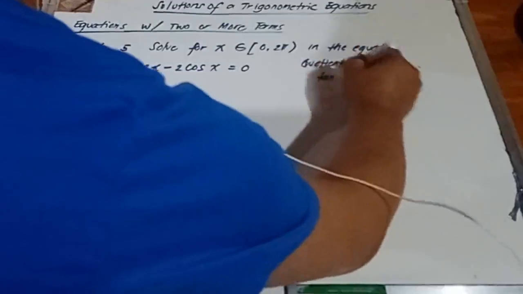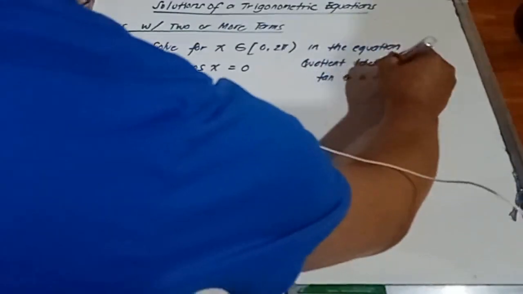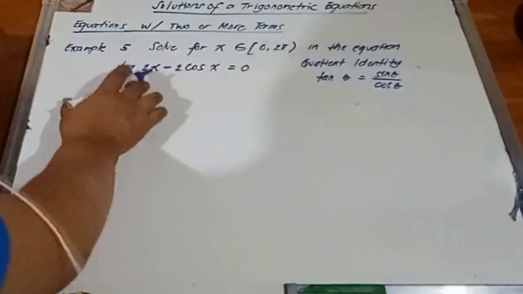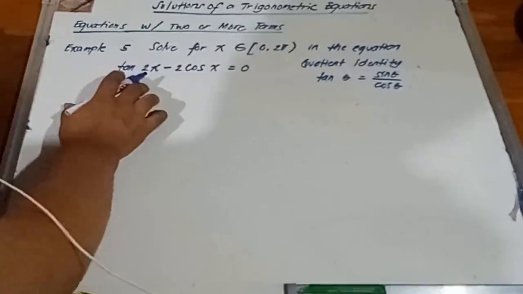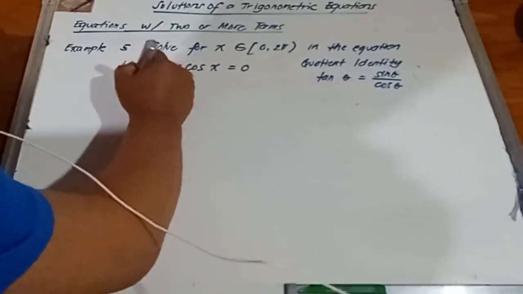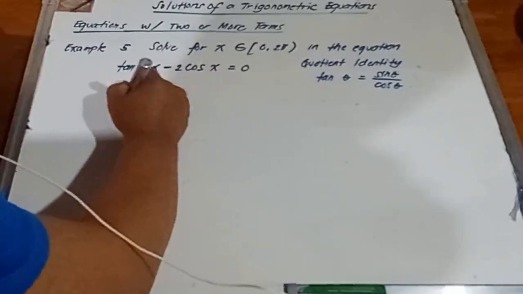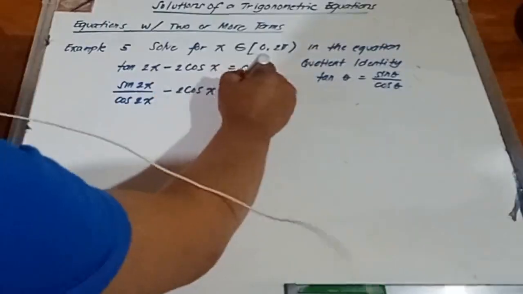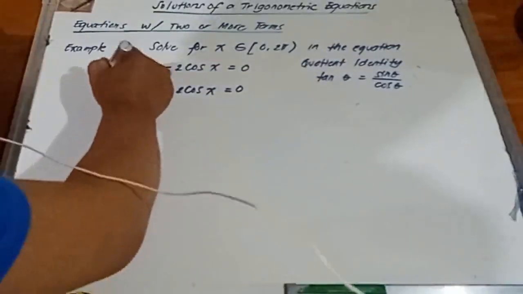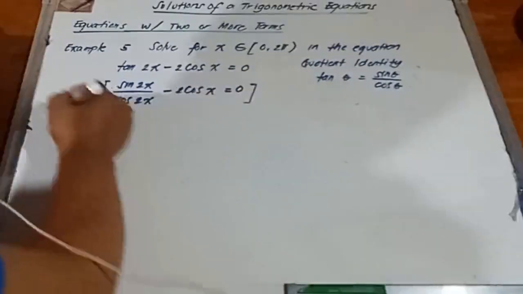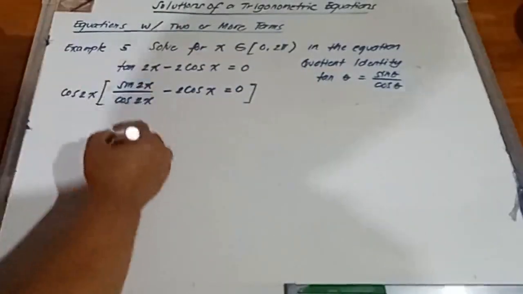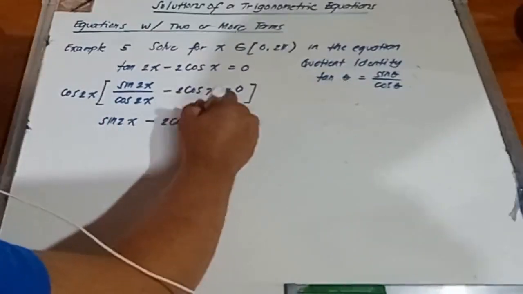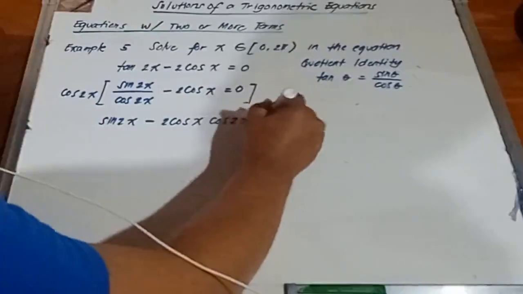That is tangent theta equal to sine theta over cosine theta. Then, replace natin to. Ang angle theta natin dito ay 2x, so this can be written as sine 2x over cosine 2x minus 2 cosine x, equal to 0. And then we eliminate the denominator by multiplying both sides by cosine 2x. So we have sine 2x minus 2 cosine x cosine 2x equal to 0.